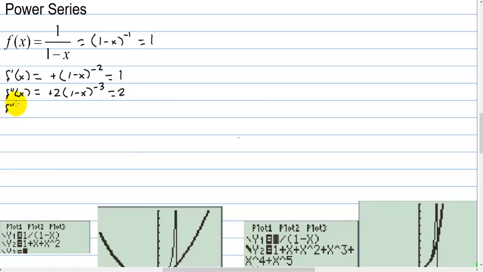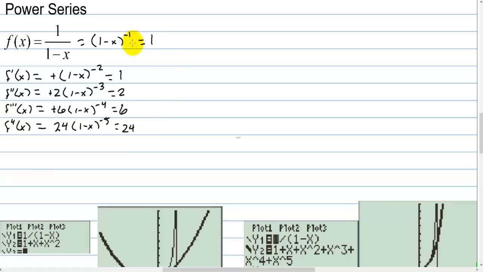And then the third derivative is equal to negative 6 times 1 minus x to the negative 4, and then times negative 1, so that's positive again. So when we plug 0 in, we get 1 times 6, and that's 6. And then the fourth derivative, let's go one more. That's going to be equal to 24 times 1 minus x to the negative 5. Of course, this is going to be negative 24, but then times negative 1. So when we plug 0 in, we get 24.